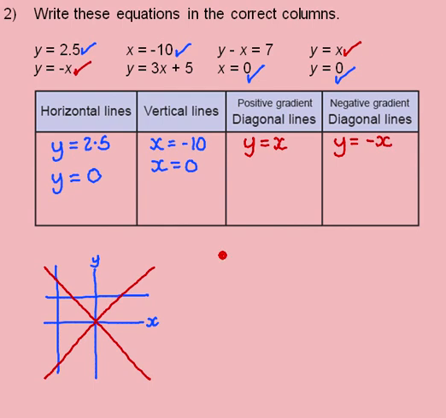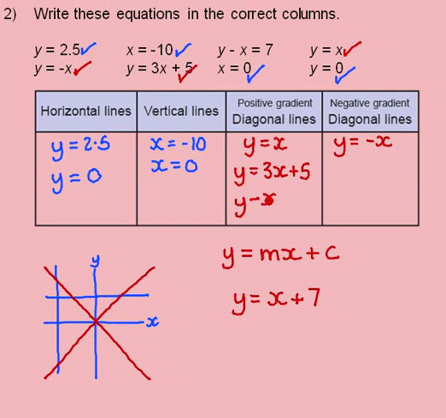For the last two, I need to remember y equals mx plus c. Remember, m is the gradient. On this one, I can see straight away that m is 3. It's a positive 3, so it's a positive gradient. This one needs rearranging a little bit. I'm going to add x to both sides. So I get y equals x plus 7. So x is a positive x, so it has positive gradient and will be here. Now I've finished this question.